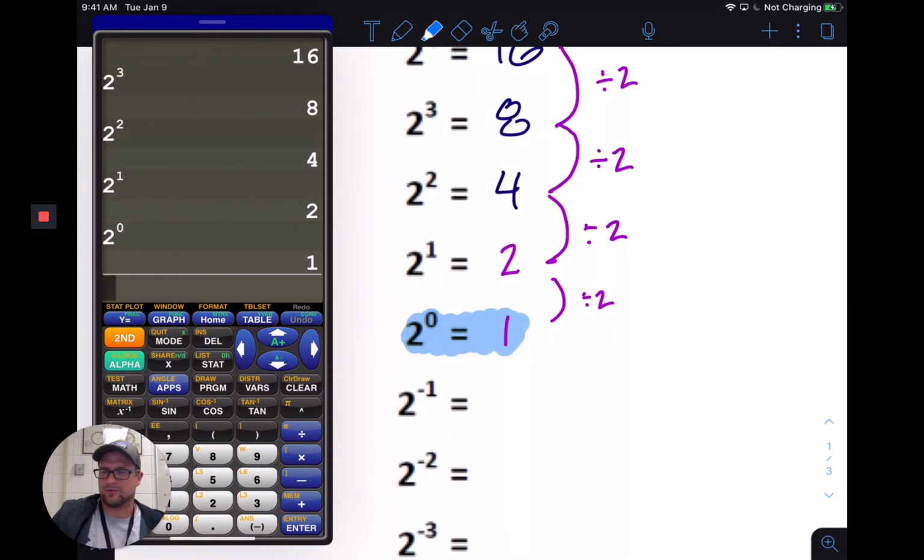Now, negative exponents, we haven't seen those yet. 2 to the negative 1. Well, let's just punch that in for a second on our calculator. 2 to the negative 1 power, we get 0.5. And I don't like decimals a lot, so I'm going to change that into a fraction. We know that 0.5 is really just 1/2.